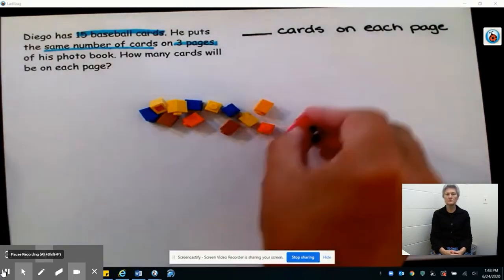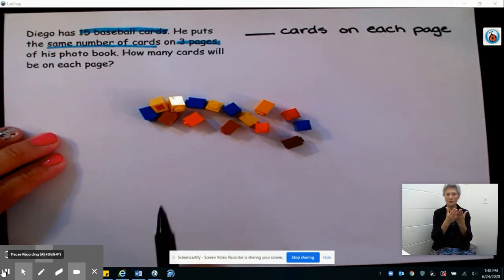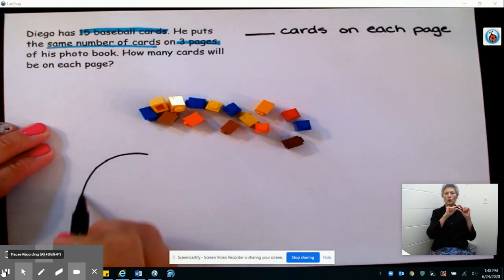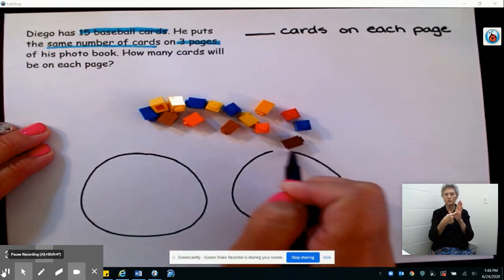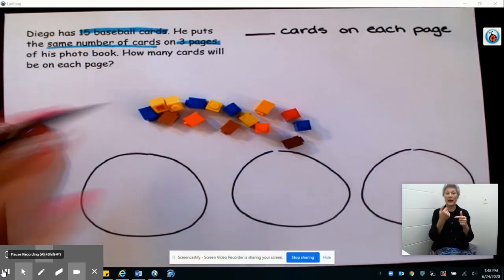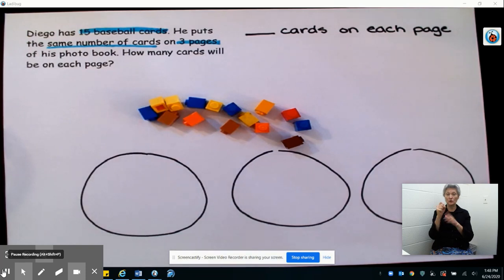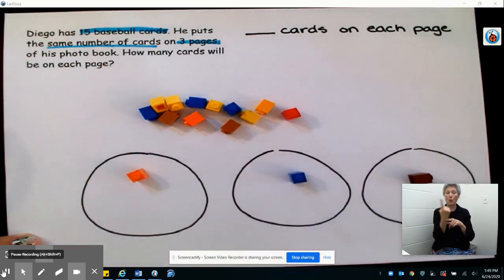Okay. And that's 15. And then I need to represent the 3 pages of the book. Those are going to be kind of like my equal groups. So I'm going to draw 3 circles to represent the 3 pages. And then I have my 15 Legos to represent my 15 baseball cards. Now, I want to put the same number on each page. So I'm going to take a baseball card and put it on each page.